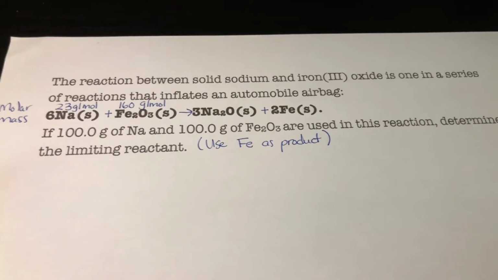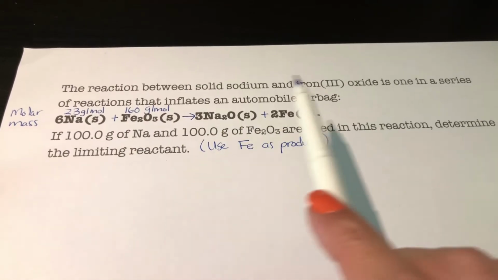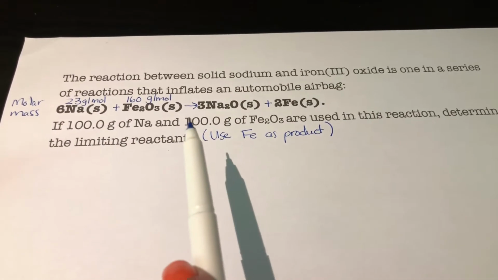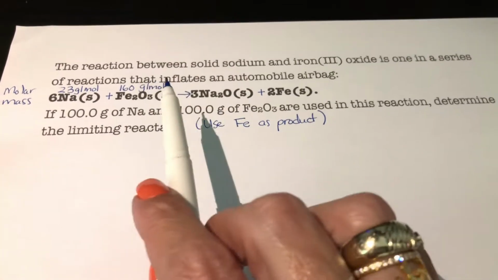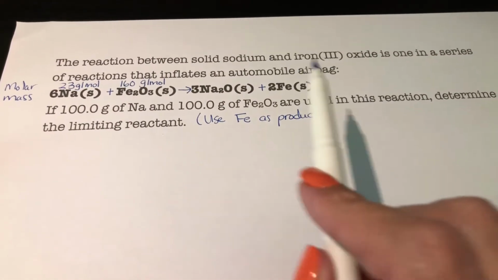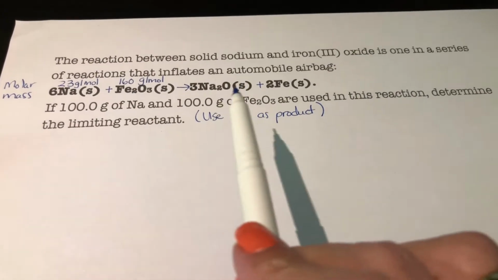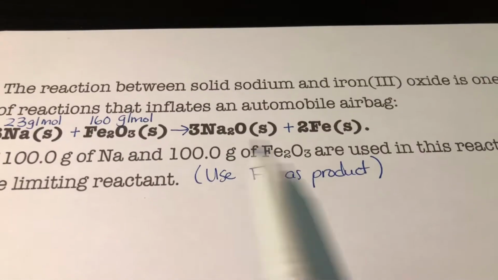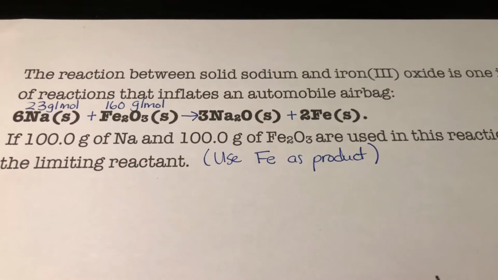Right, let's quickly look at this question about limiting reactants. We're going to look at this question about the reaction of sodium with iron oxide. If you have 100 grams of sodium and 100 grams of iron oxide, and you want to find out which one of them is the limiting reactant, you can use any of these products to do that, but I'm going to use iron because it's the easiest one to use.